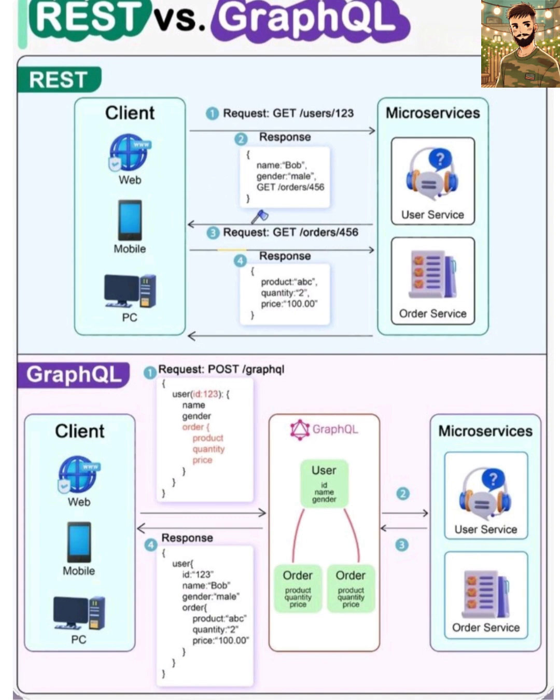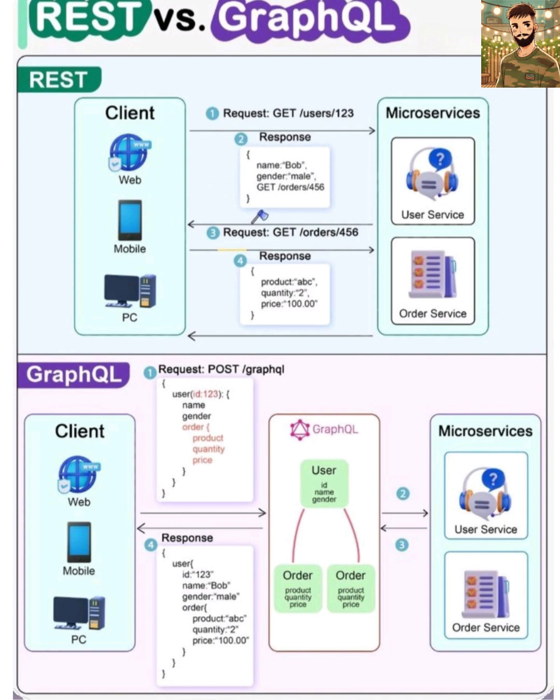Your custom order, client-defined queries. That crazy-looking query: user ID 123, name, order, product, price. That's you telling the chef, I want the user's name and their order details, but just the product and price. Just what you asked for, precise data retrieval. And guess what? You get exactly that. No extra sides, no unwanted toppings.